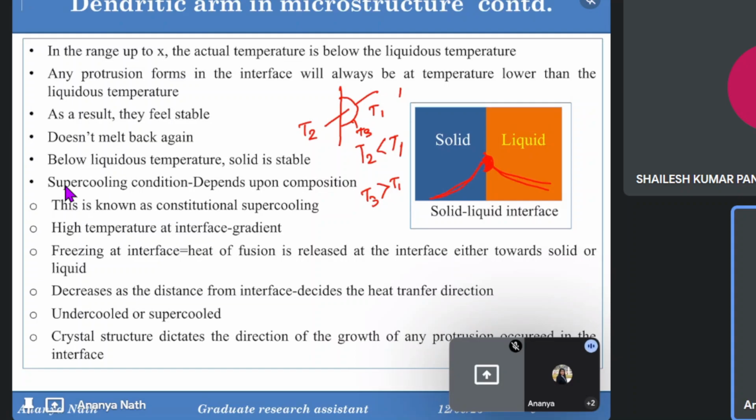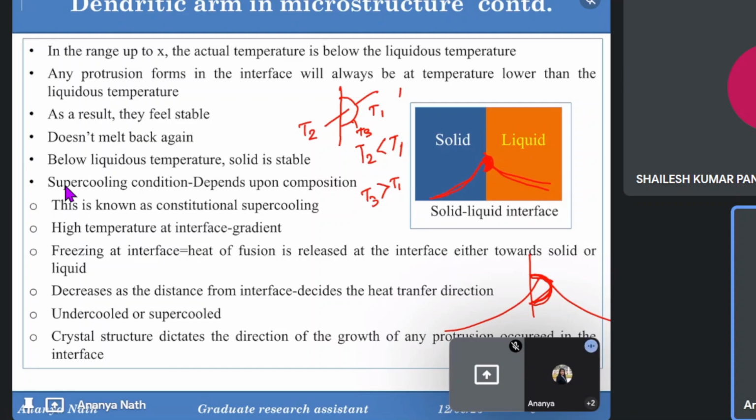As I said, the heat at the interface is very high at this point. So the heat will be released to get the solidification, and the heat release can be on this side or on this side, and the heat release curve will look like this because both sides have lower temperature than the interfacial temperature. Is it clear? Yes, ma'am. Okay. So this is why the heat of fusion will be released on either side or both sides. So this will depict the undercooling or supercooling.